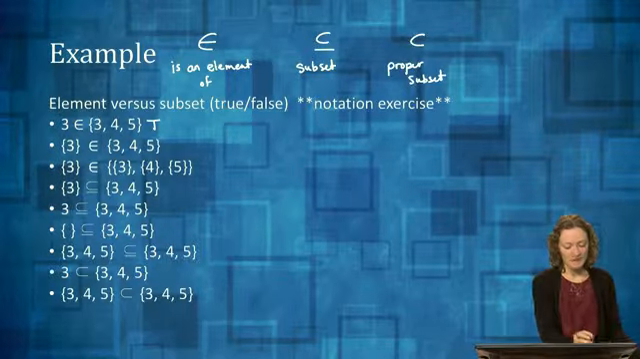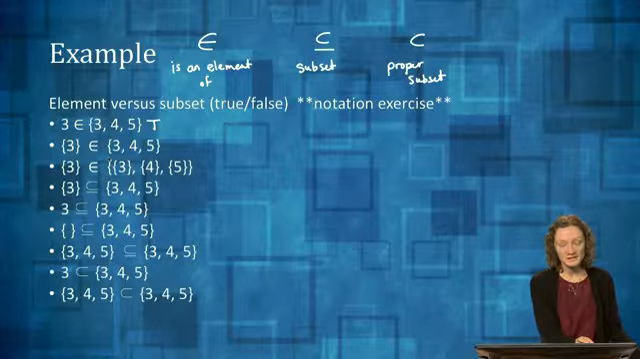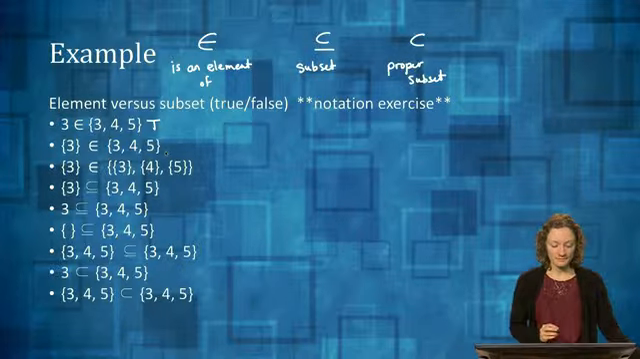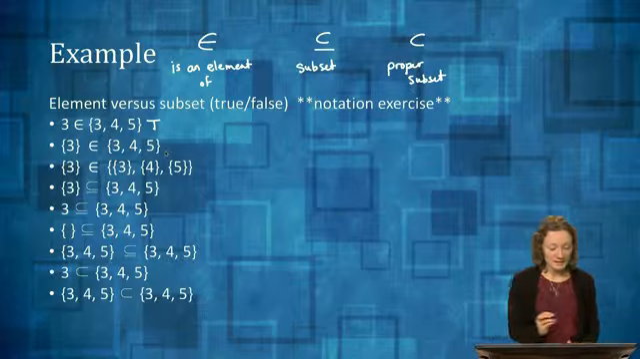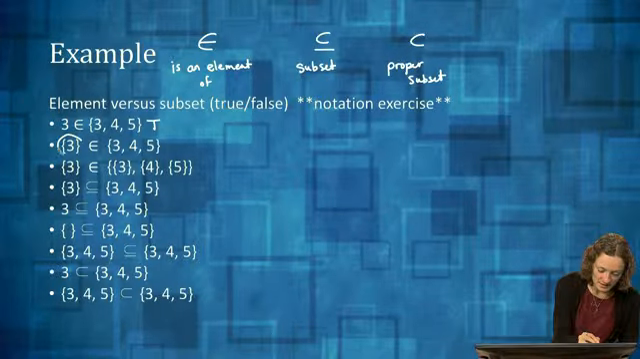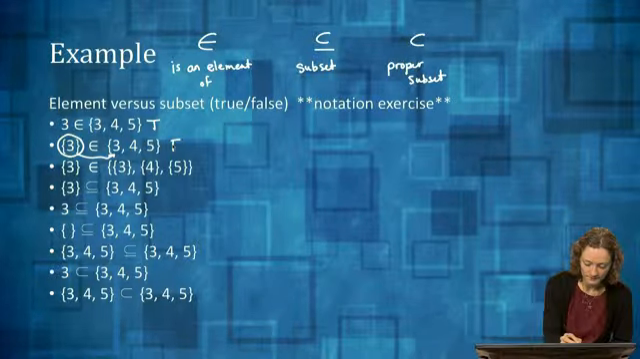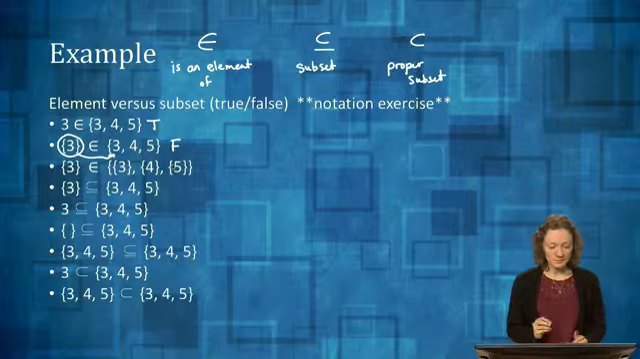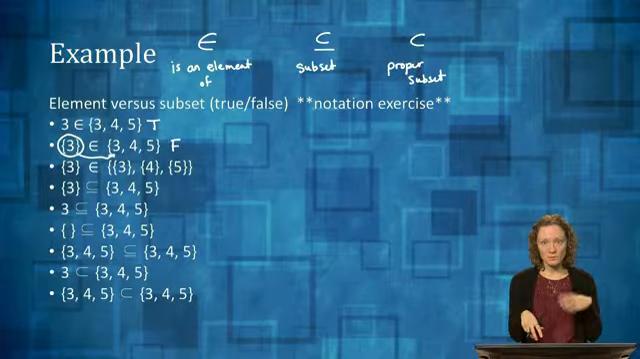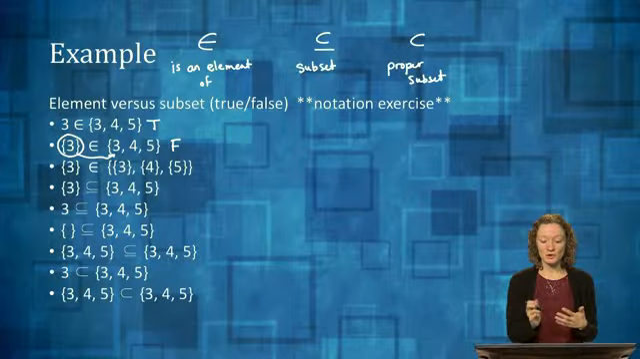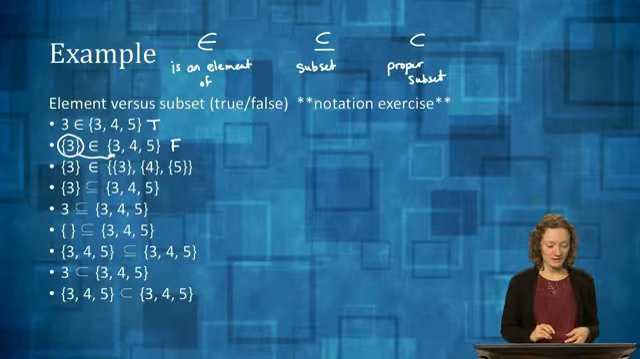The second one says the set containing 3 is an element of the set containing 3, 4, 5. For it to be an element in this list, we would need to see this exact item in the list, and we don't see it there, so this is false. The wrong symbol is used here. If it's in braces, then we're viewing it more as a set, and so we would have to use some sort of set symbol, subset or proper subset, to make a comparison.